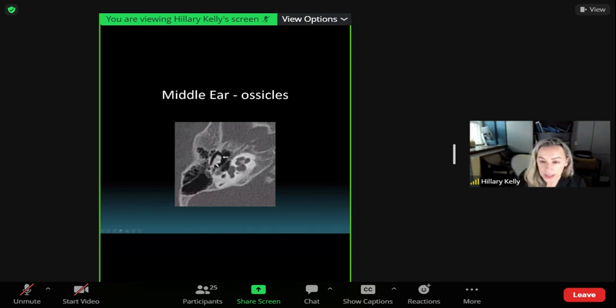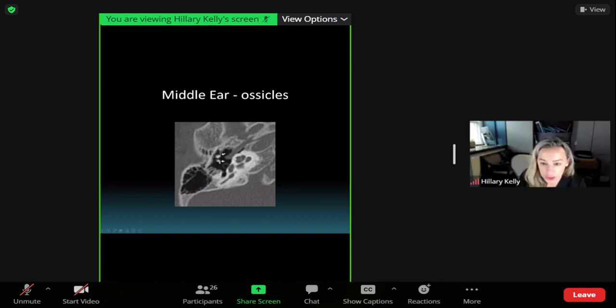All right, and then when you move a little more inferiorly, the ossicles start to look like two dots, okay? And the anterior dot is the malleus, and the posterior is the incus. This is sort of at the level of the neck of the malleus, and we're getting into the junction between the epitympanum and the mesotympanum.